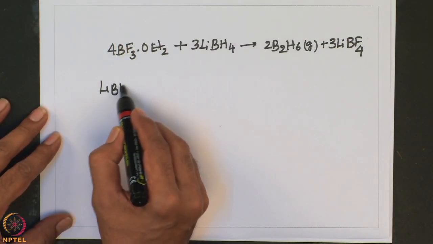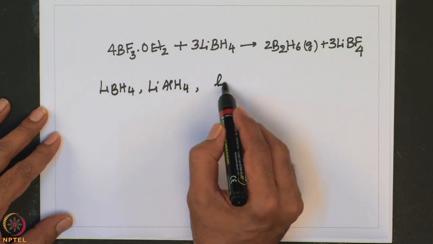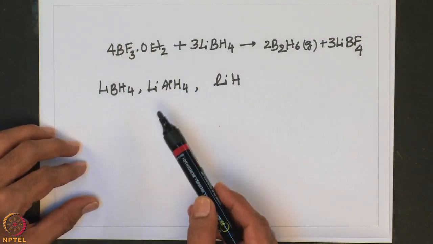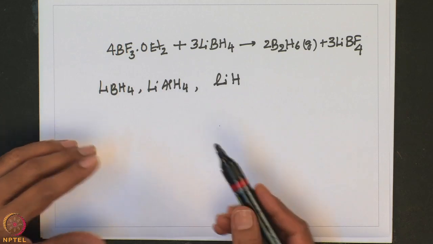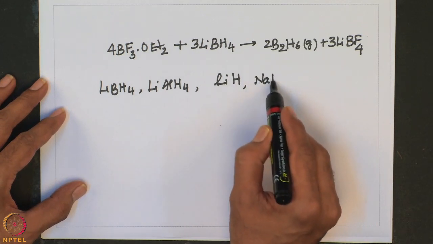And in the case of lithium borohydride and lithium aluminum hydride, similar to lithium hydride, they are good reagents for the transfer of H minus, but they are generally preferred over lithium hydride and sodium hydride because they are soluble in ethers. That is the reason in organic chemistry, wherever we want to transfer hydrogen, we prefer lithium borohydride or lithium aluminum hydride, simply because of their solubility in organic solvents such as ethers. So, they are preferred over lithium hydride or sodium hydride.